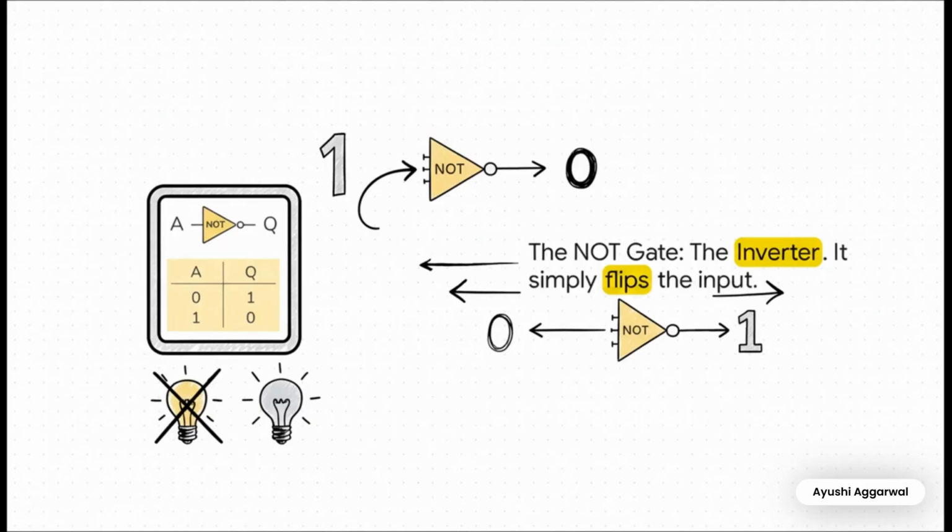And here is the simplest gate of all, the NOT gate. It has just one job. Whatever you give it, it flips it. It inverts the input. Give it a 1 and it'll give you a 0. Give it a 0, it'll give you a 1. That's it. That's all it does.